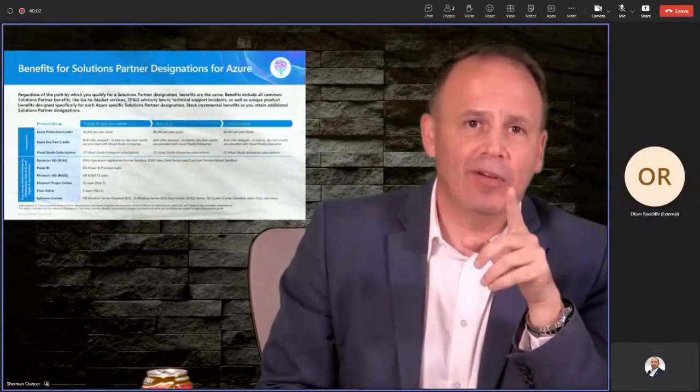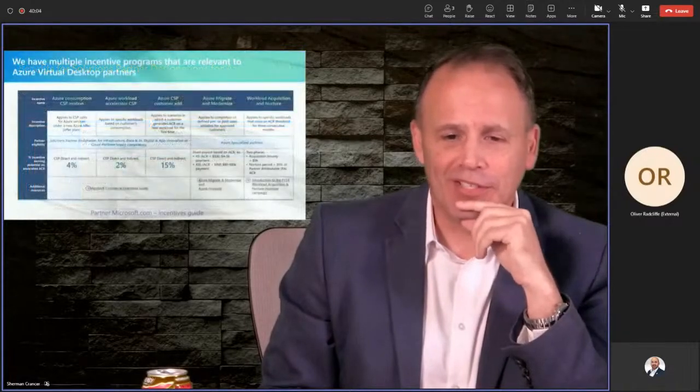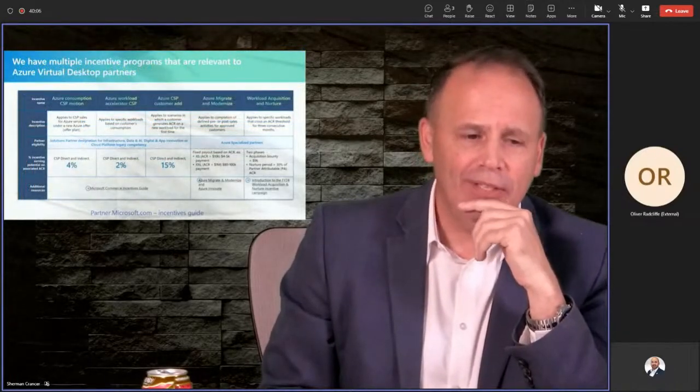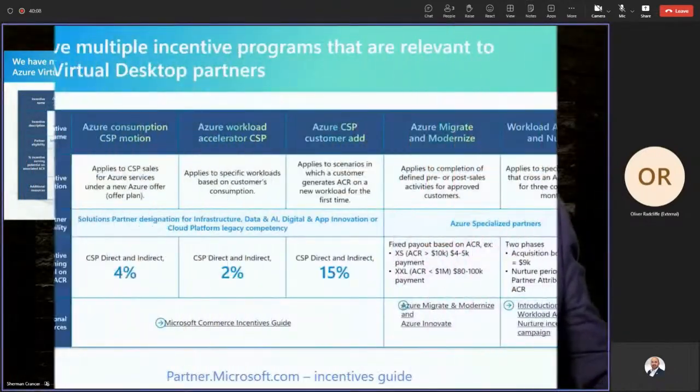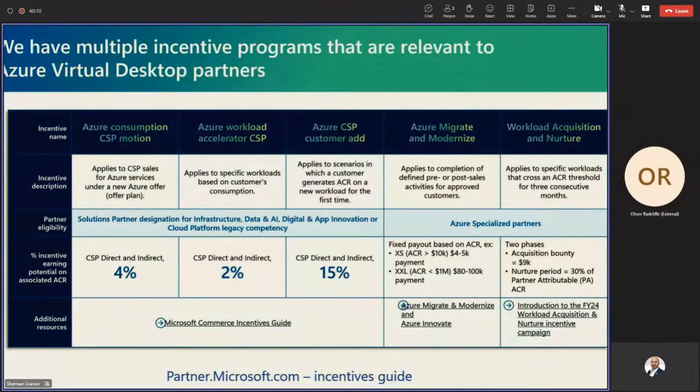Okay, so now here's the dollars and cents, Oliver. This is unbelievable. On the left-hand side, you're going to see you get the margin. Now I'll back up. My example here is an Azure VDI deal, virtual desktop infrastructure, and we're going to set a number of $100,000 as the total ACR over the year. That's the target.